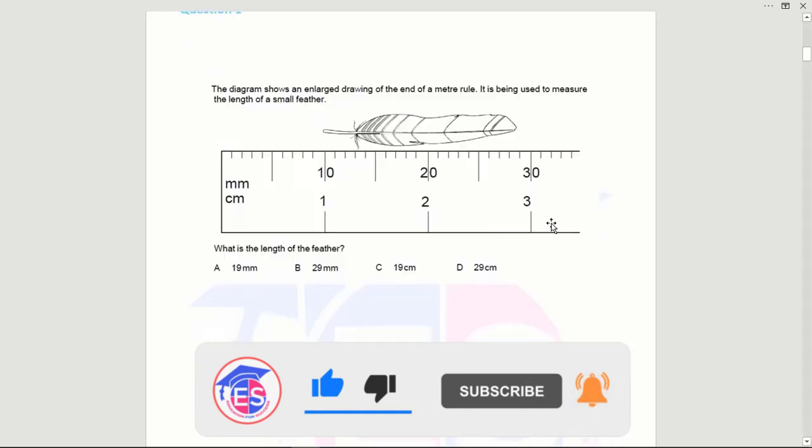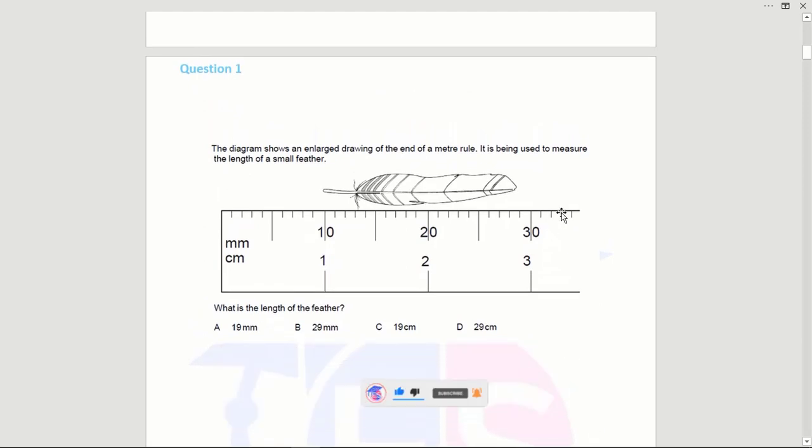Now we talk about the first question. In the diagram they have given a feather and you have to find the length of the feather. For that you have to use the same thing I told you: if it is not starting from 0 and is starting from another point, you have to take the first point and the last point. Again, when something is not starting from 0, or even starting from 0, always take the initial reading and the final reading. To make it clearer, I will enlarge this one.